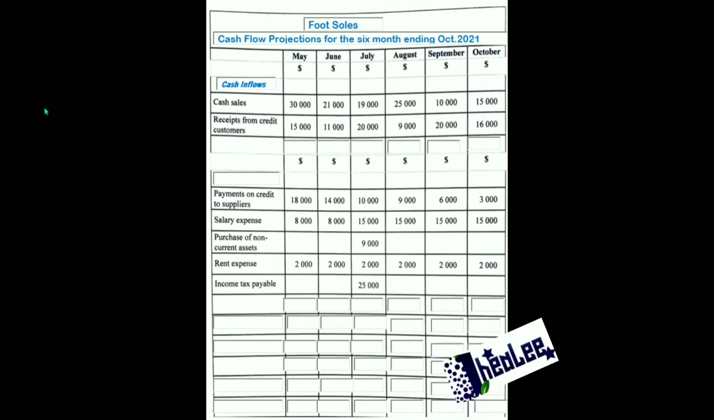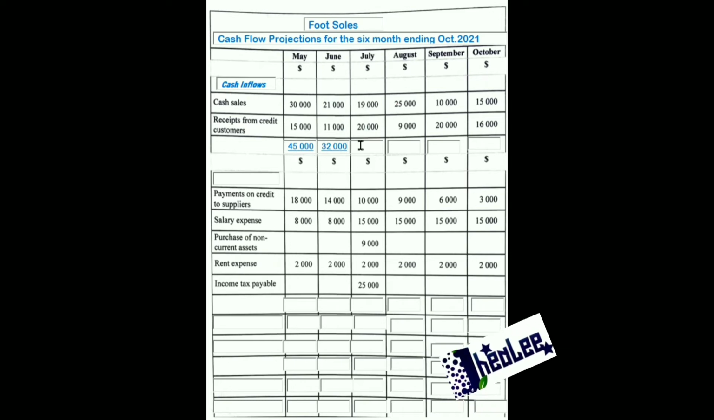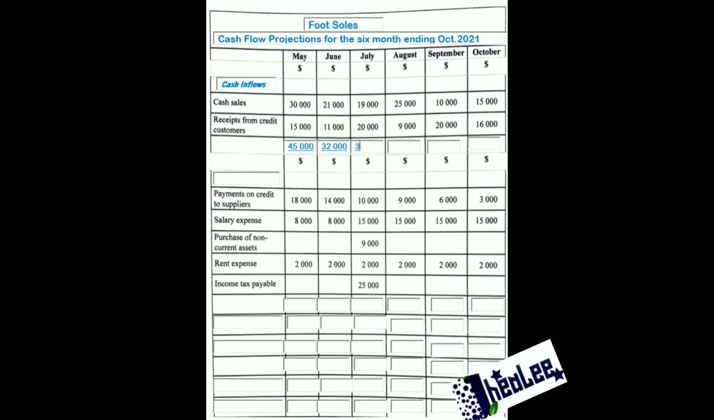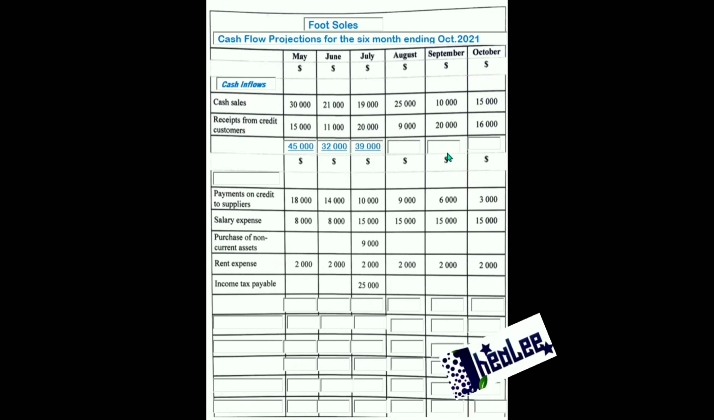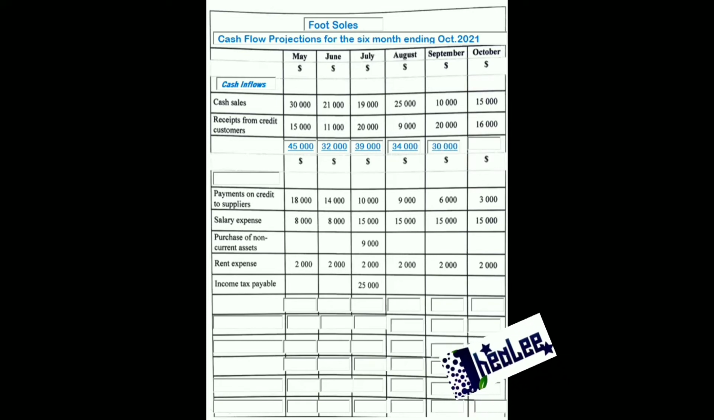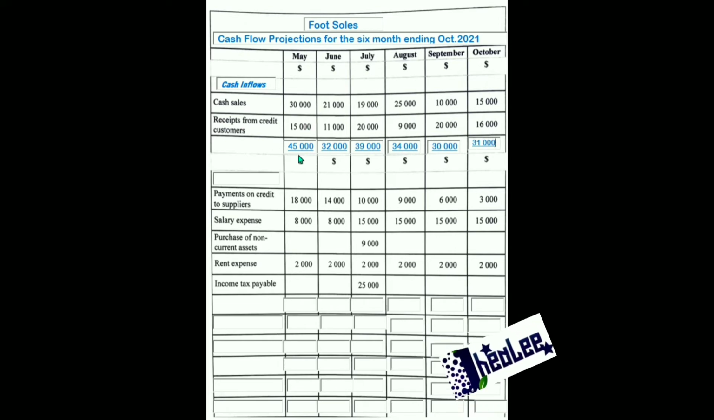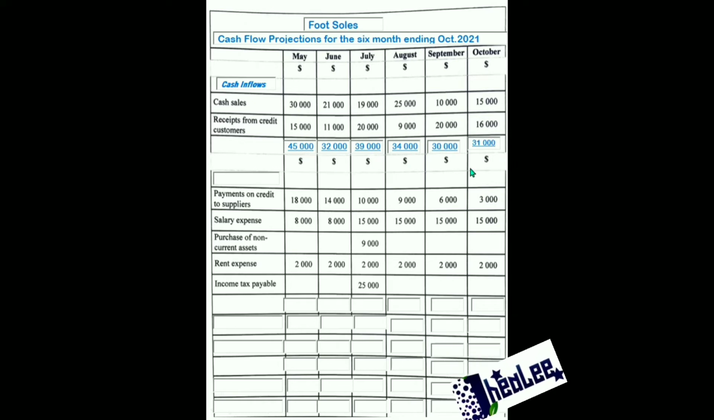For May, that is a total of 45,000. For June, 21 plus 11,000 gives us 32,000. For July, we have a total of $39,000. For August, that's a total of 34,000. For September, that is 30,000. And for October, we have a total of 31,000. So those are the total inflows for each month.